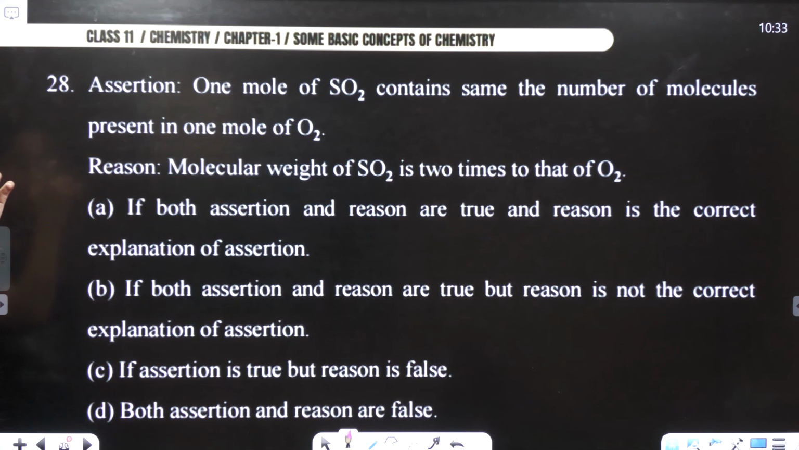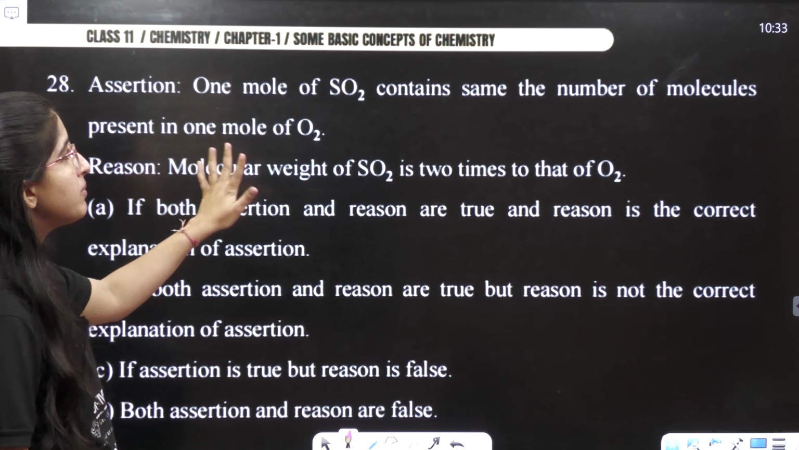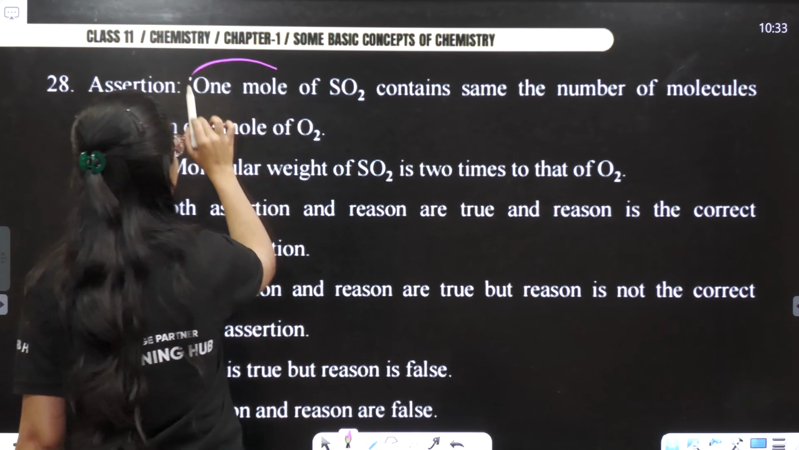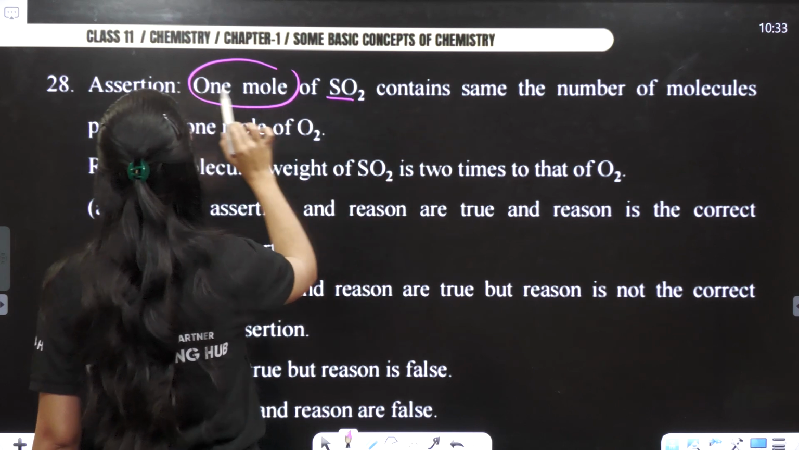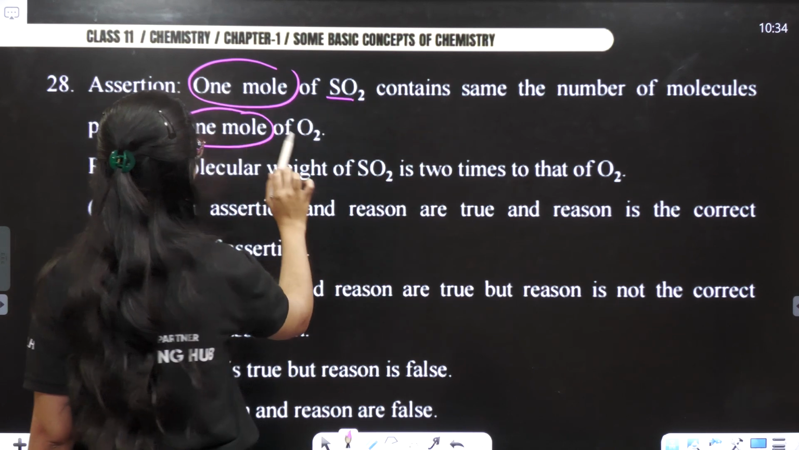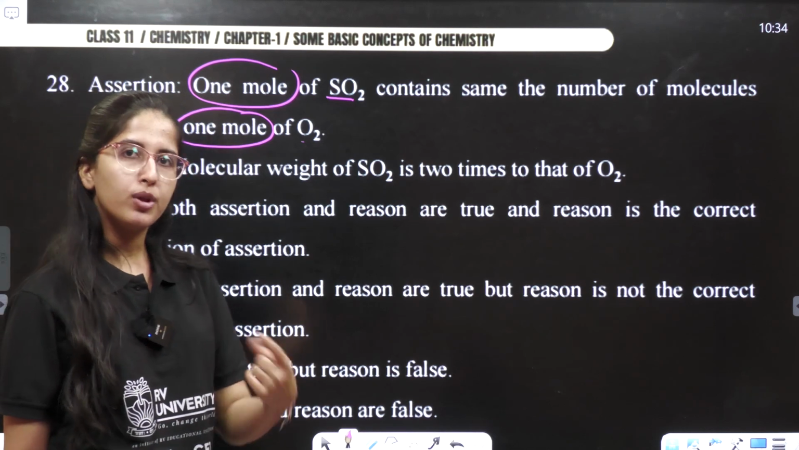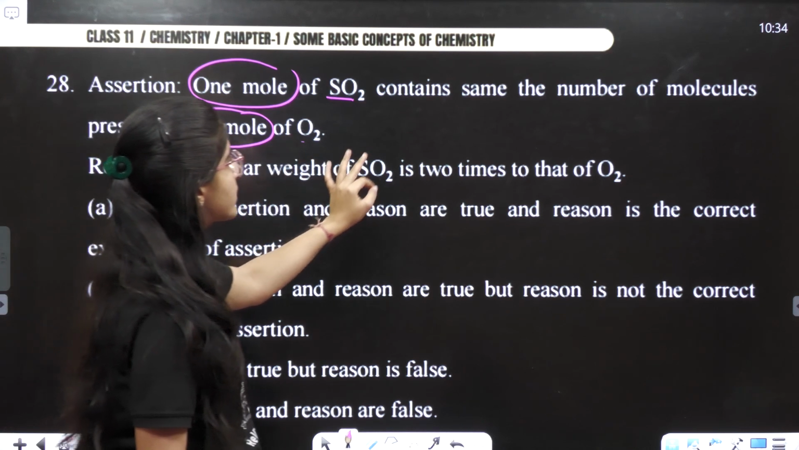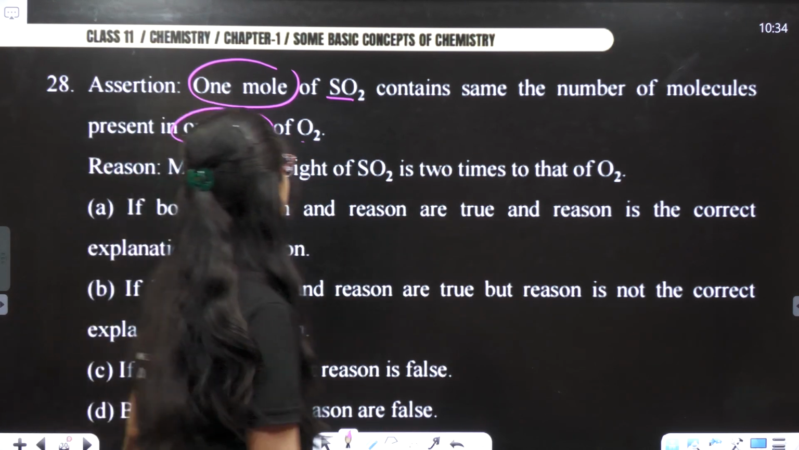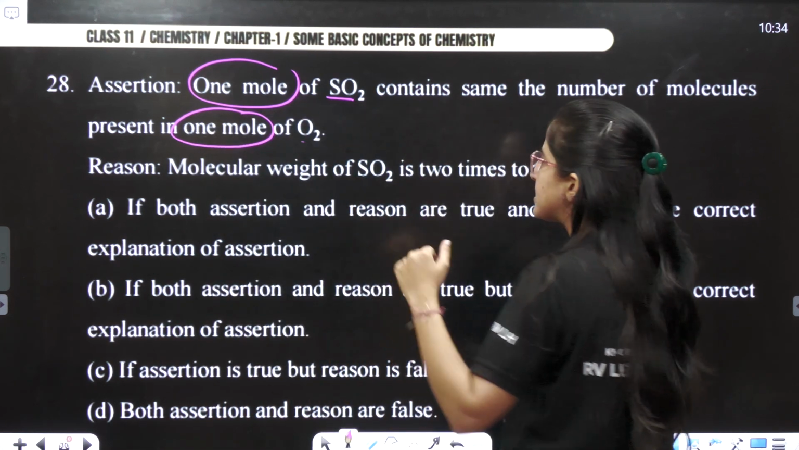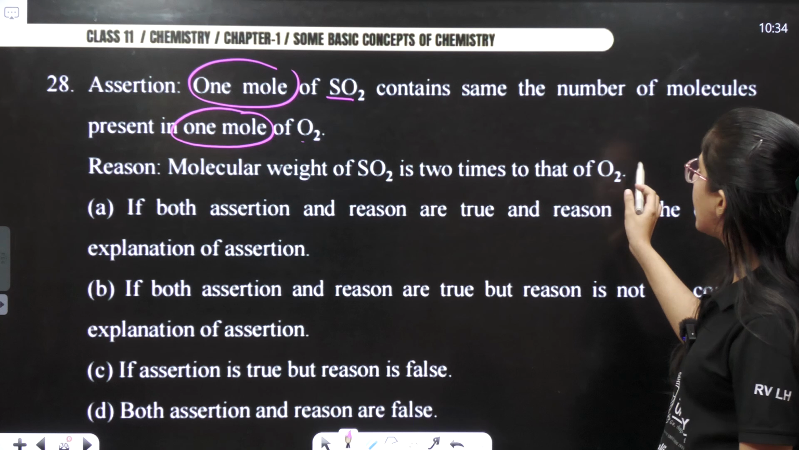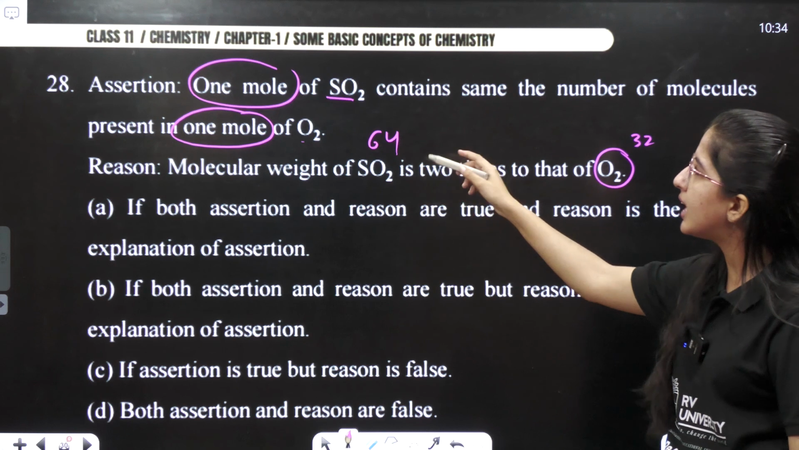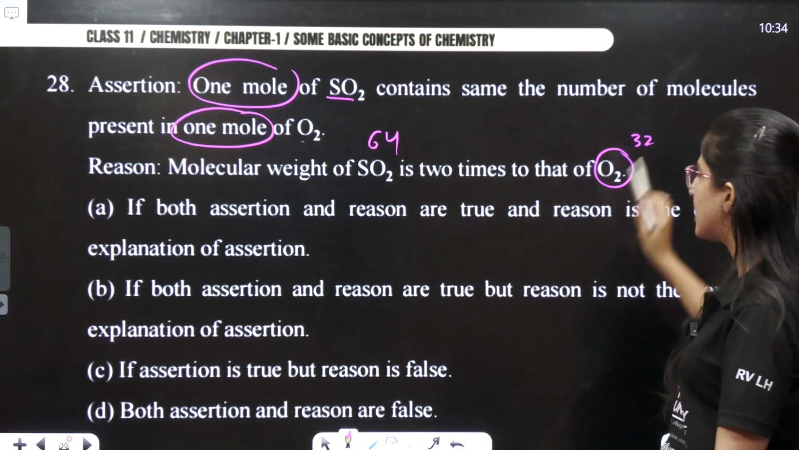Next question. Assertion: 1 mole of sulfur dioxide contains the same number of molecules as present in 1 mole of oxygen. So they are saying that if you take 1 mole of any gas, the number of molecules present will be the same. Yes. If the number of moles is the same, the number of molecules will also be the same. The assertion is true. The reason says the molecular weight of sulfur dioxide is 2 times that of oxygen. If you calculate, 32 plus 16 times 2 is 32, it will be 64, and here it is 32. So it is 2 times the mass of oxygen. Yes, obviously it is true.